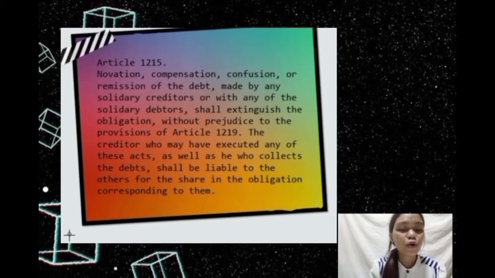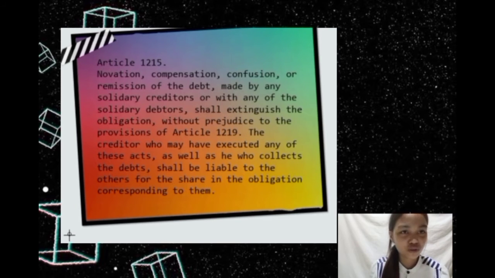Question. Suppose it was only Jad and Kate who agreed on the novation. Is Princess bound to comply with the novation? The answer is no, because she did not consent to the novation. So, in the creditor, Dayan has the right to proceed against Kate. So, the right of Dayan is to proceed against Kate.